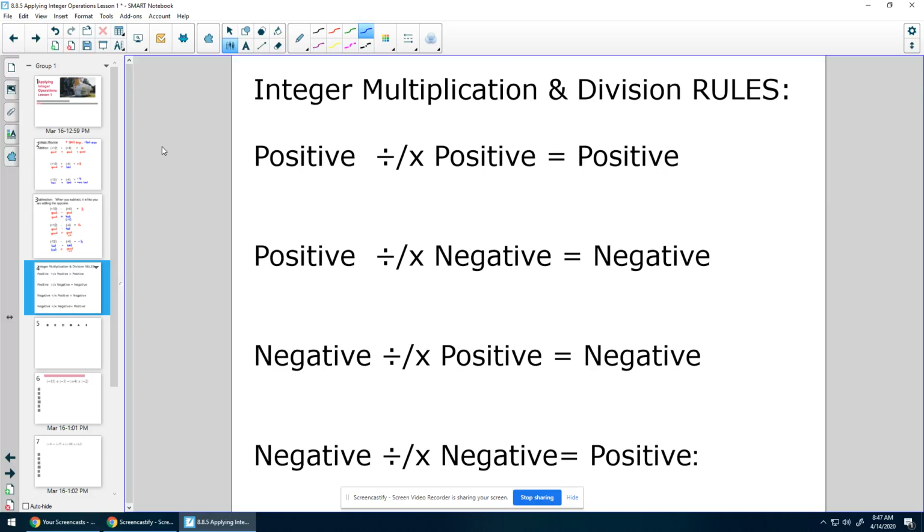Okay, moving on to integer multiplication and division rules. So positive divided or multiplied by a positive is going to give you a positive. Positive divided or multiplied by a negative is going to give you a negative. Negative divided by or multiplied by a positive is going to give you a negative. And then lastly, a negative divided or multiplied by a negative will always give you a positive.